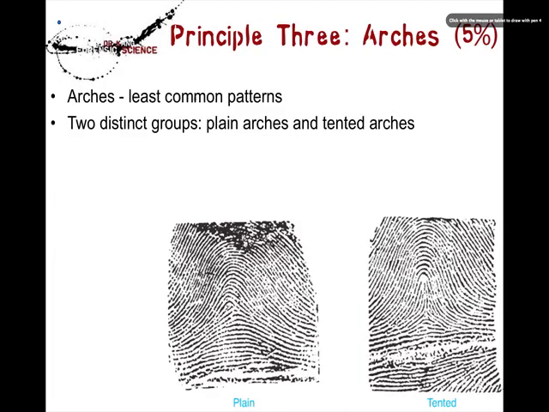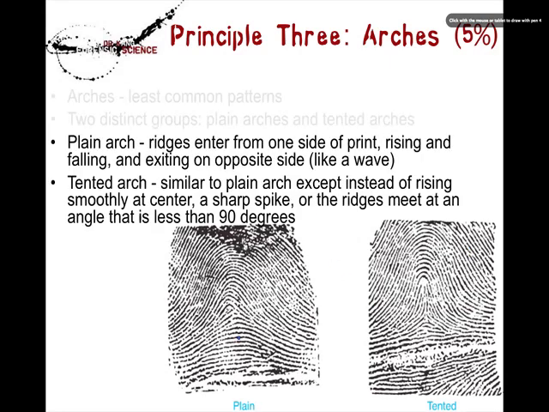So the last class are the arches. It's the least common. About 5% of fingerprints consist of arches. There are 2 main groups: the plain arch and the tented arch. With the plain arch, the ridges enter in one end and leave at the other end. The plain arch comes in, rises and falls like a wave, while the tented arch comes in, rises and falls like a sharp spike.